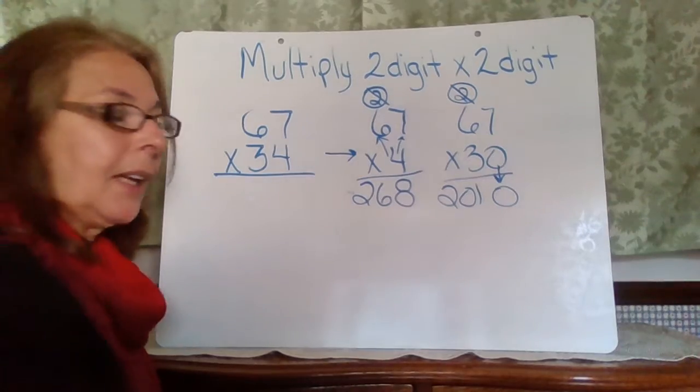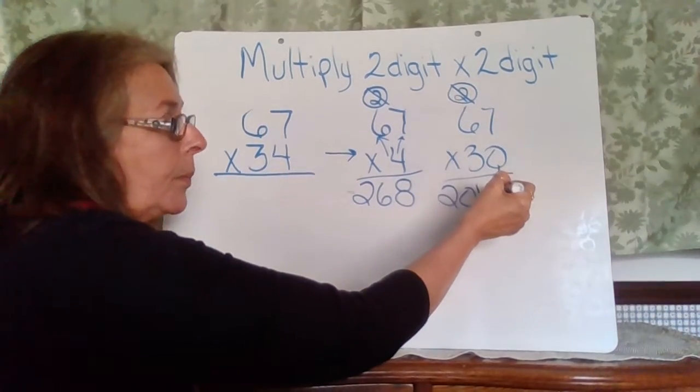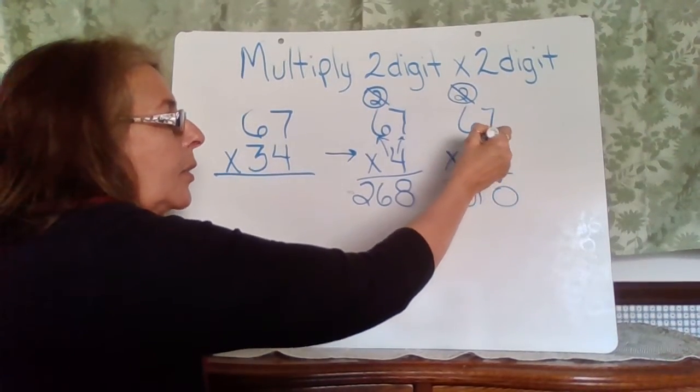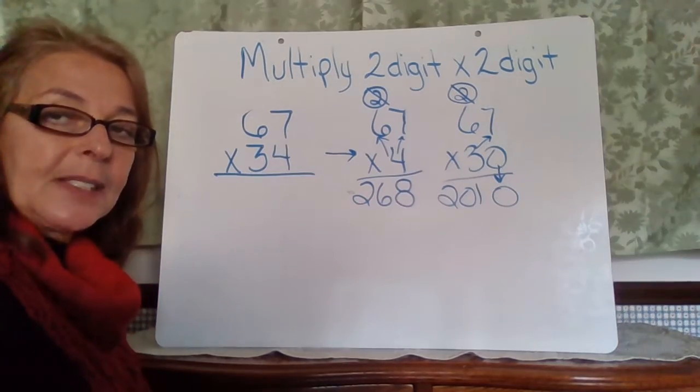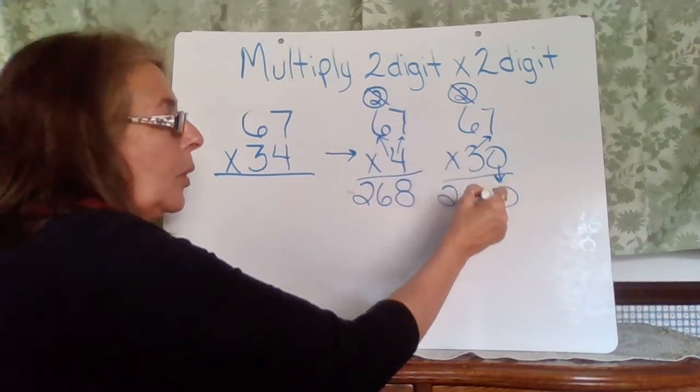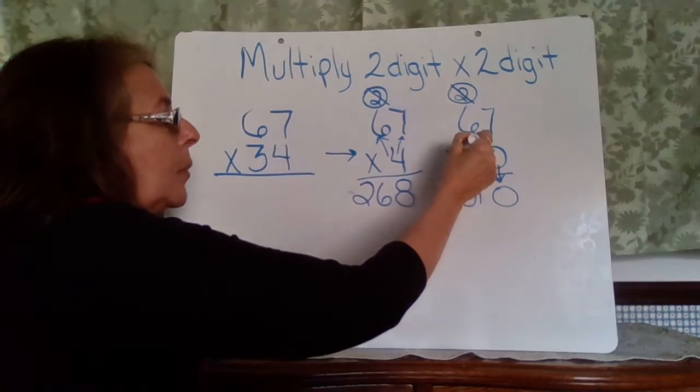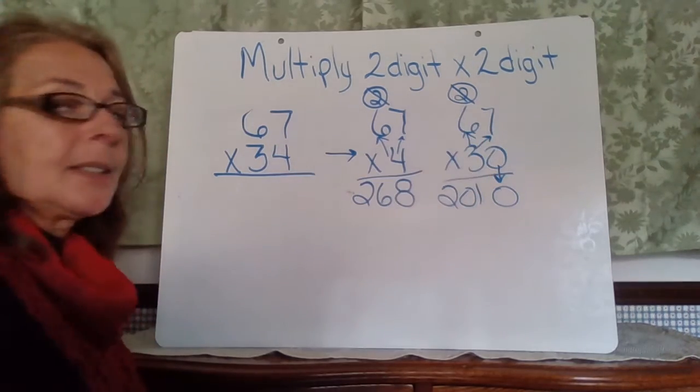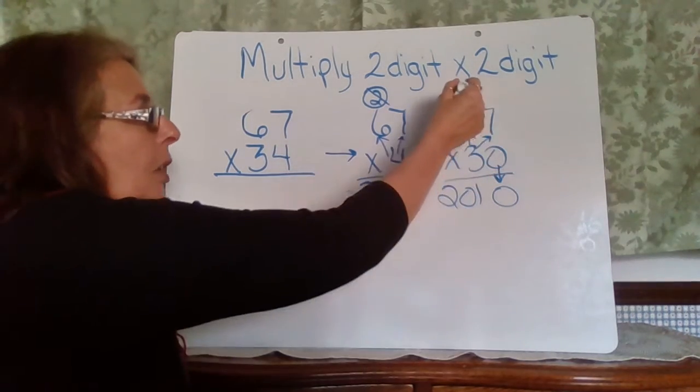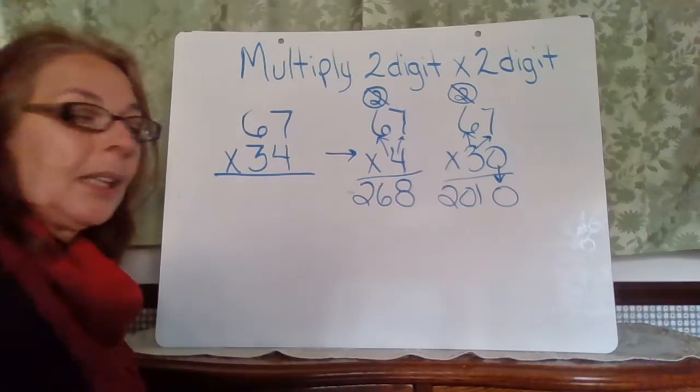Let me go through that again. Drop my 0, multiply the 3 to the 7. 3 times 7 is 21. Put the 1, regroup the 2. Then I'm going up here. 3 times 6 is 18, plus 2 is 20.